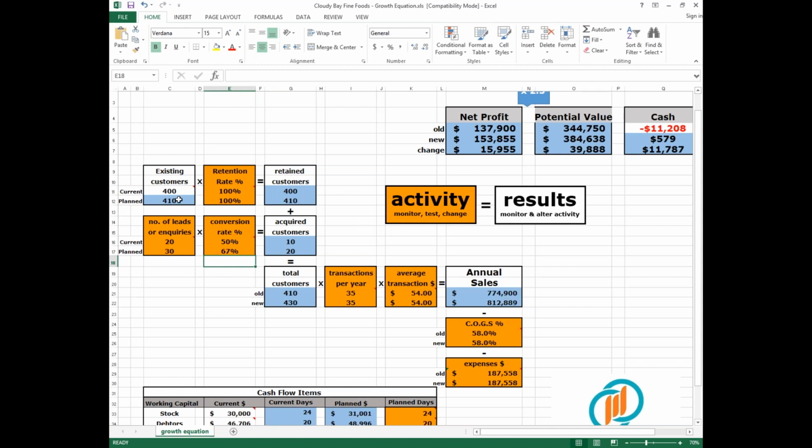So, just going back over what we've just done, 30 leads, converting 2 out of 3 of them, so she gets 20 new customers. We added that onto the 410, so that's 430. We still haven't looked at the number of transactions per year or the average transaction value, but her sales are still up to 812. And you notice there's another $15,000 worth of profit up there. In a lot of small businesses, you'd be thinking, well, gee, that's a pretty good result. But I think the next couple of things that we do here might really surprise you.